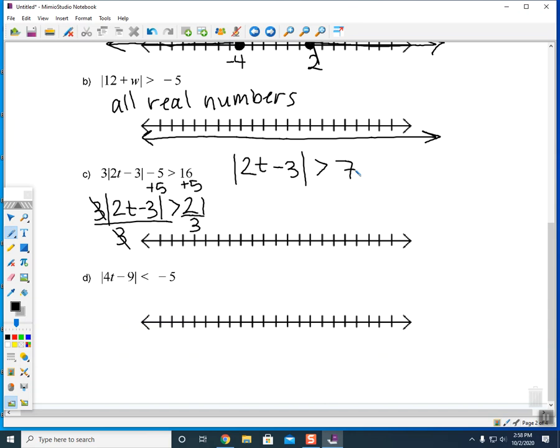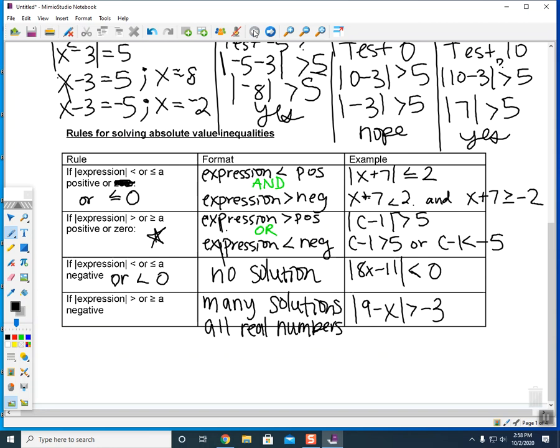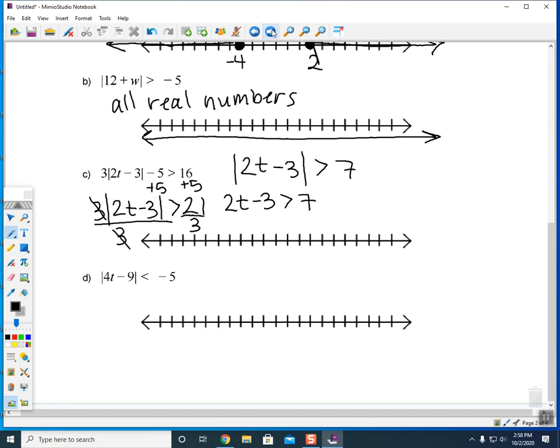So now that I've got my absolute value by itself, now I can write my 2 equations. So I'm going to have 2t minus 3 is greater than 7. Now I got to think, is this going to be an or statement or an and statement? So I'll look back. It's greater than, it's going to be an or statement. Or 2t minus 3 is less than negative 7.